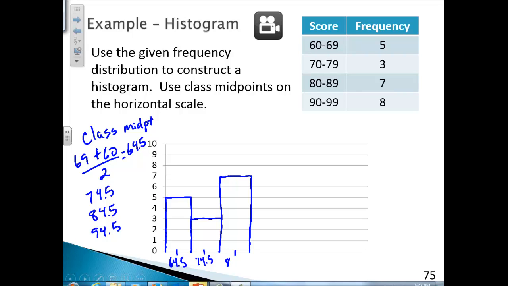84.5. This is the 80 to 89 class. And then up to 8 for the 90 to 99 class. Label that class midpoint, 94.5, and there we have the histogram for the frequency distribution on the right top corner of the page.